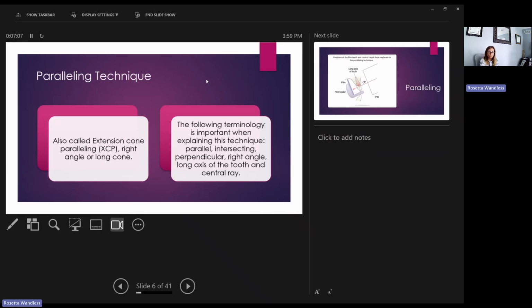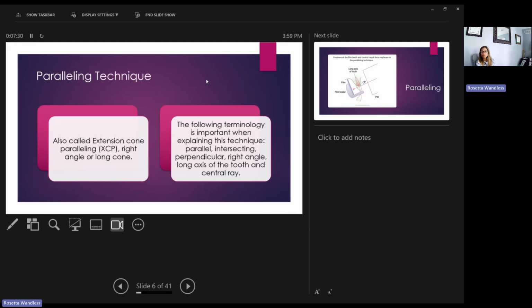Paralleling technique, as a reminder, is also called extension cone paralleling, or XCP, right angle technique, or long cone. When we're discussing paralleling technique, remember the terminology that we're going to use: parallel, intersecting, perpendicular, right angle, long axis of the tooth, and central ray.